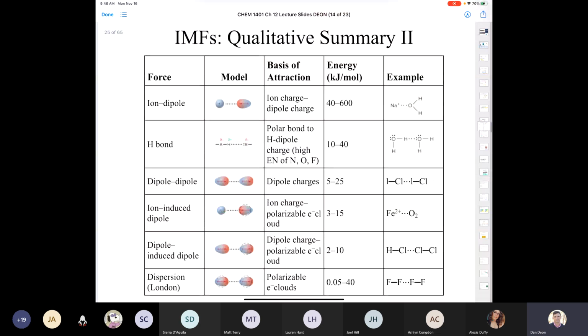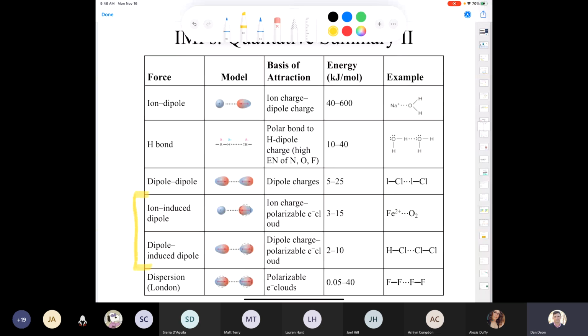Now here's a second qualitative summary. And you're like, well, Mr. Dion, why do you need two summaries? Well, the reason is because it kind of threw in a couple extras here. But if you understood what was going on in the last slide, you'll figure out what's going on in this slide. So here we have the strength reversed. Strength is increasing this way, generally speaking.